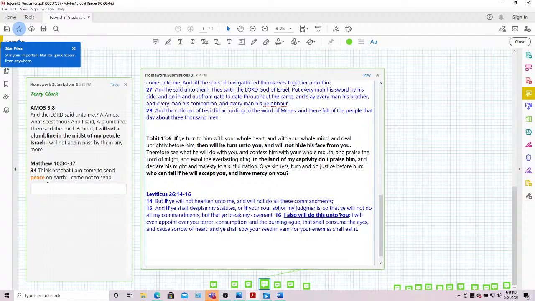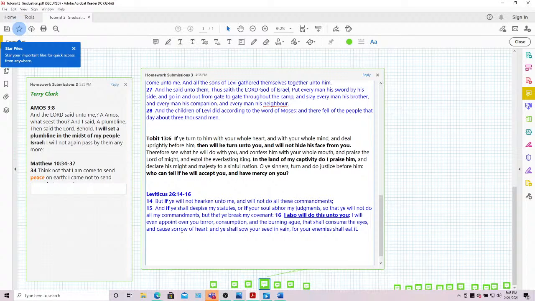So the Most High is already letting us know right there, which I bolded and underlined because that's something of emphasis. If you abhor him, he's going to abhor you too. So if your soul abhors his judgments and all of his commandments and you break his covenant, he's going to abhor you too. It's right there. I also will do this unto you. Semicolon, so that thought is done.